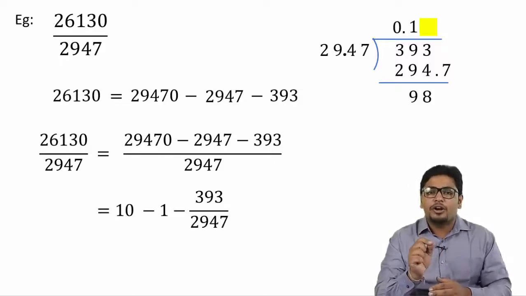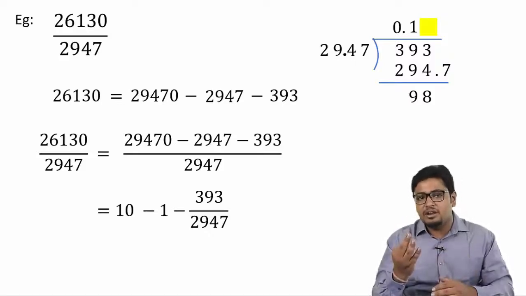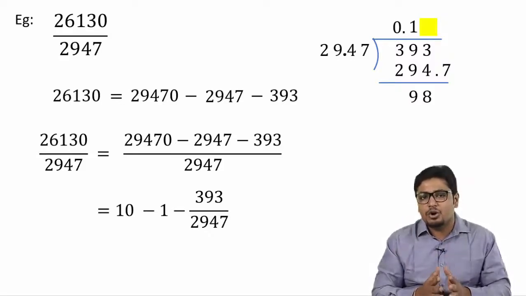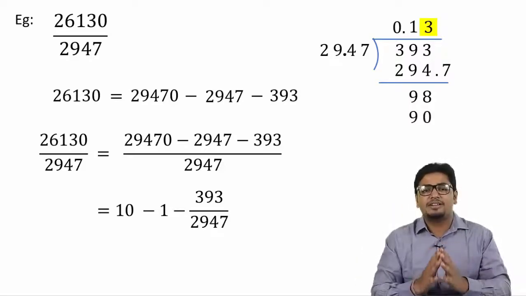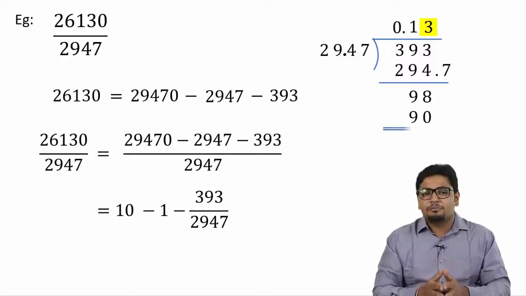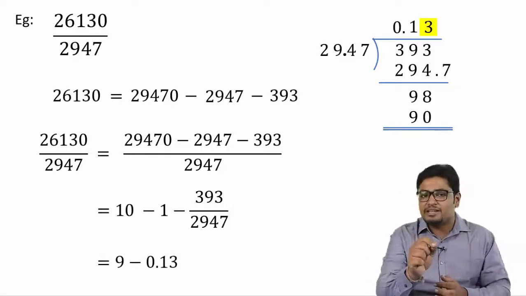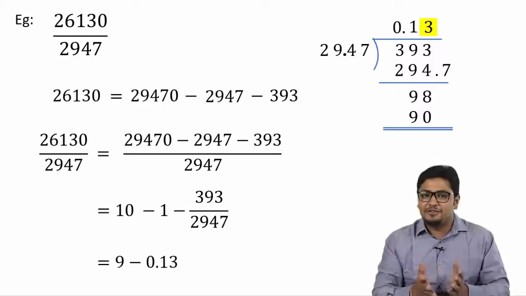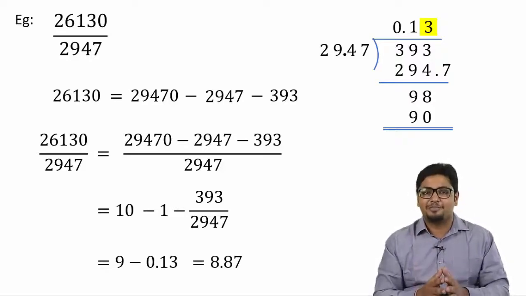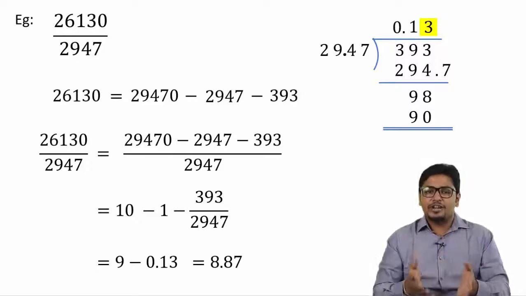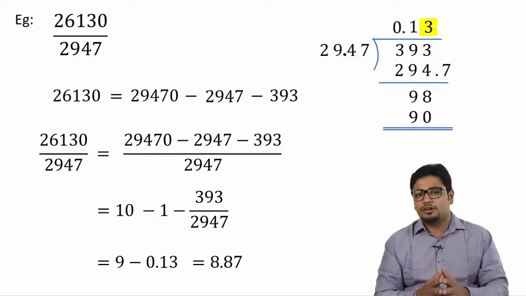Clearly, 29.47 when multiplied by 3 will be very close to 90. So we write 3 in the quotient and subtract 90 from 98. We got value up to 2 places of decimal and we are more than happy with that. This will become 9 minus 0.13, which gives us 8.87. You can see how easily we can calculate till 2 places of decimal. That too pretty accurately. You can verify this with the help of a calculator if you want.